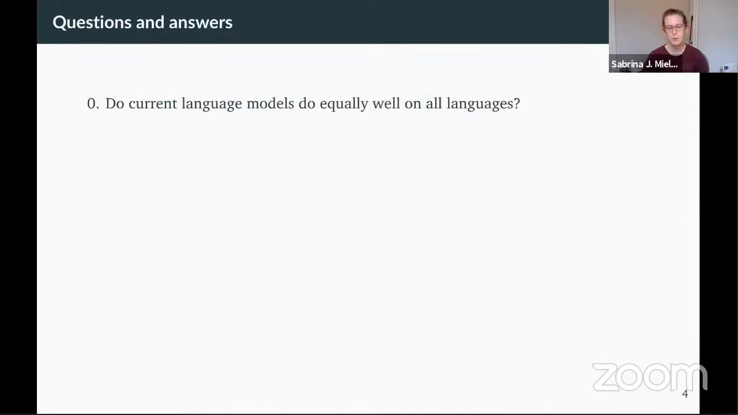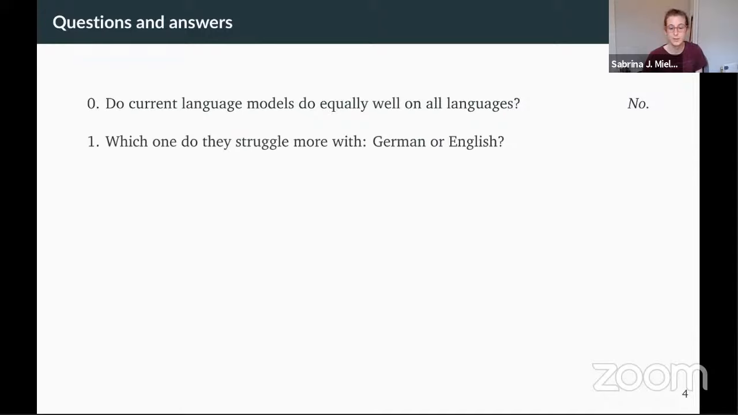So what we want to do in this paper is basically answer a few questions. The first question we might ask is, do language models do equally well in all languages? And the answer there is no. The ones that we have these days work better on some languages than on others. We can then say, what kind of language is kind of hard? Is German harder or English harder, for example? And the answer there is German.